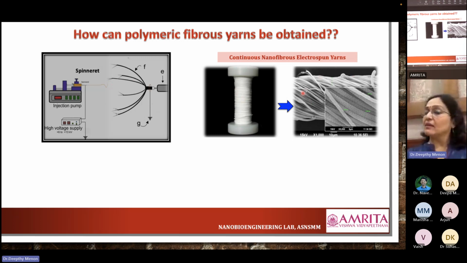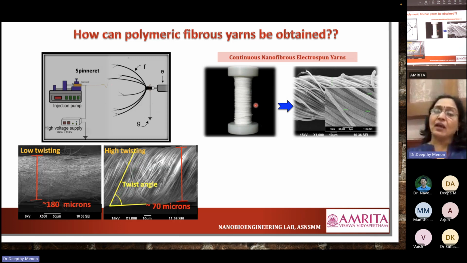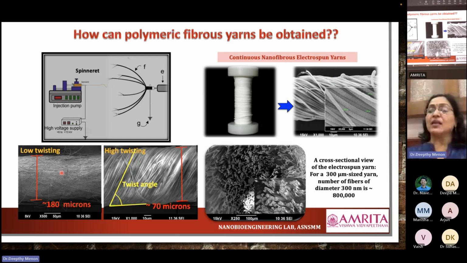Now you can look at this. The thread consists of numerous fibers which are entangled together. And this is a yarn. So you get spools of yarns. You can see, you can vary the twist angle, you can vary the diameter, and you can see the cross section.